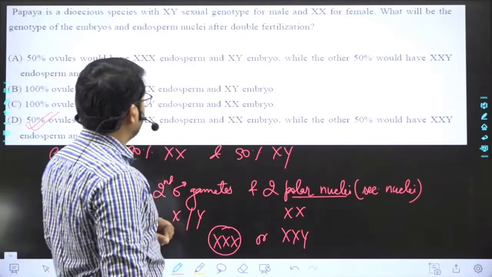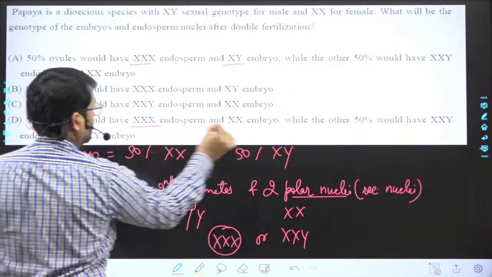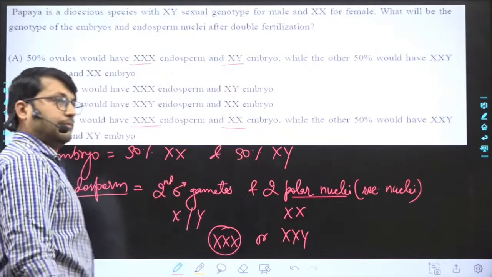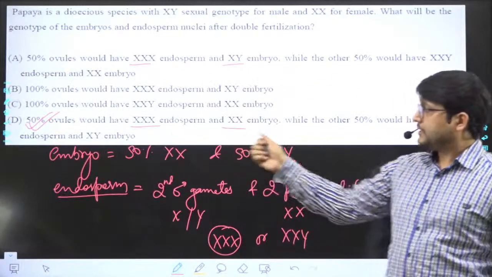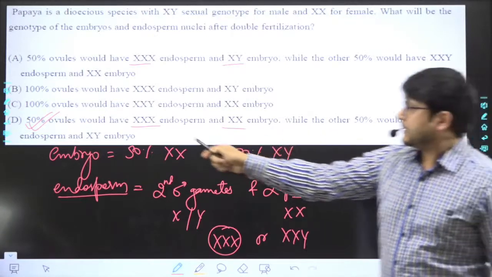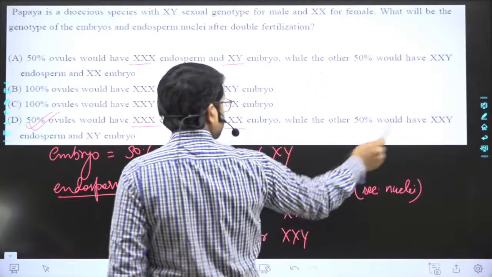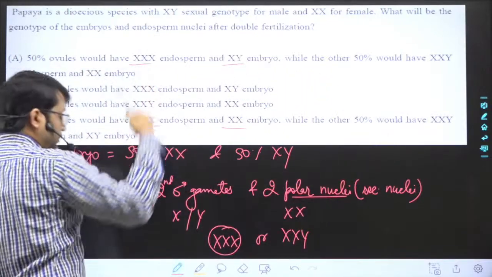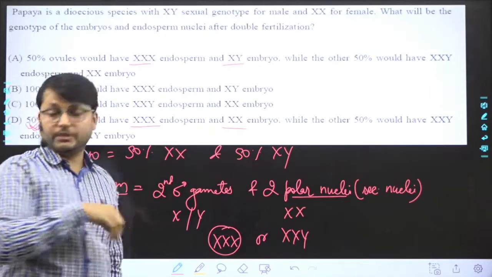D. Now, because of this. Why? Because if X male gamete is fusing, then it will form either XX endosperm or XX embryo. If Y will be fusing, then this case. Okay, so A or D is a bit close, you have to pay attention. Option D is the correct one. Very good.